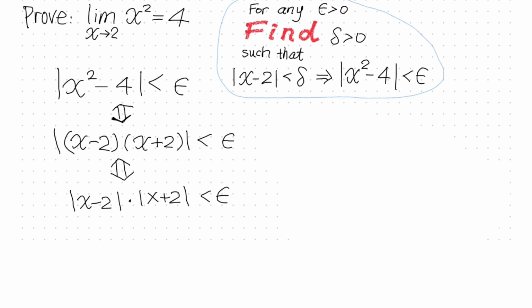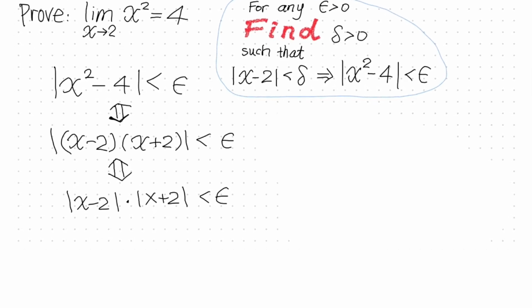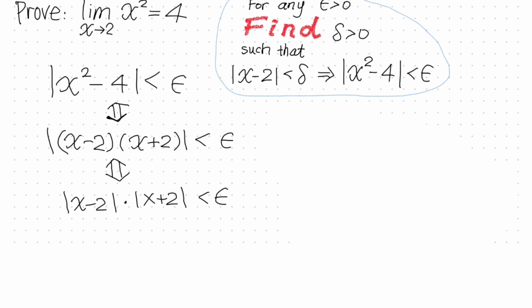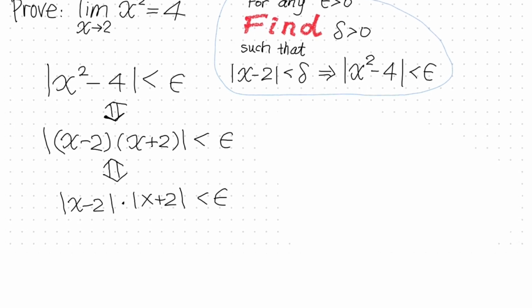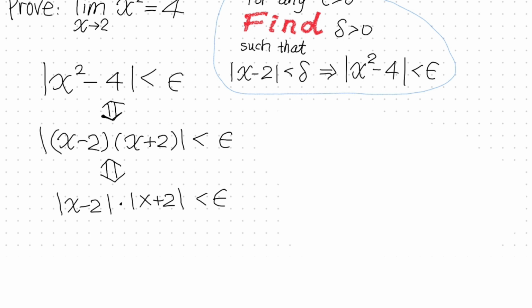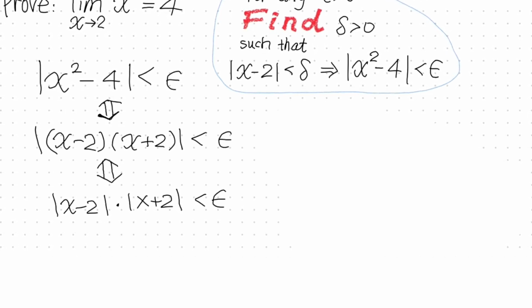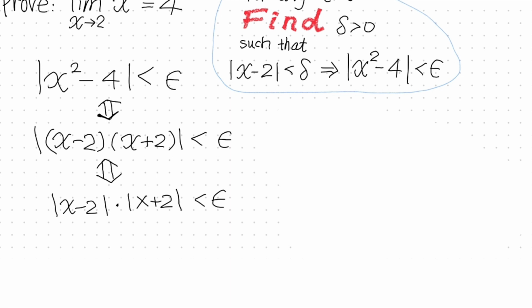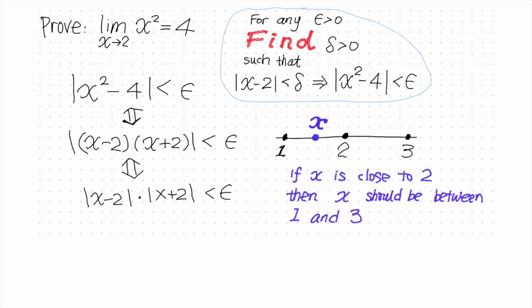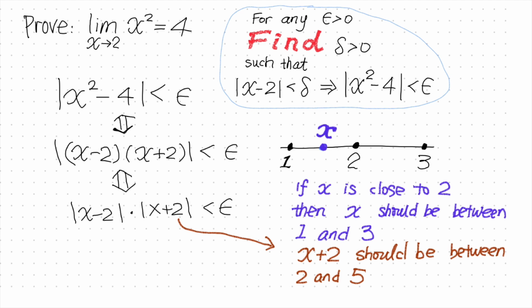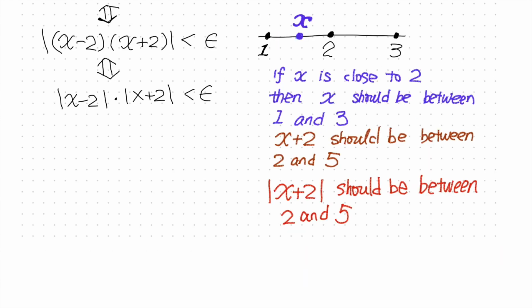x plus 2 to be small. Intuitively, when x is close to 2, x minus 2 is close to 0, and x plus 2 is around 4, so something close to 0 times something close to 4 should be close to 0, but we need to quantify everything. If x is close to 2, say the distance between x and 2 is less than 1, then x should be between 1 and 3, and x plus 2 should be between 2 and 5. The absolute value of x plus 2 should also be between 2 and 5.